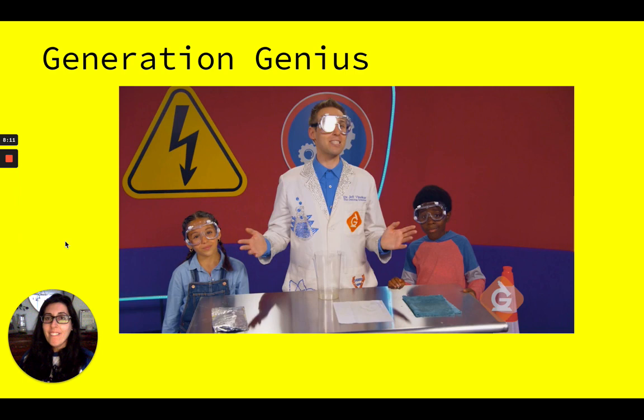So in that Generation Genius video with Dr. Jeff, he showed us, along with his lab assistants, how we can look at different materials to determine which is more or less absorbent. But how can we prove that? Like EJ here, he said that the paper didn't absorb as much as the towel. Now, we might have been able to observe that with our eyes, but how could we prove that?